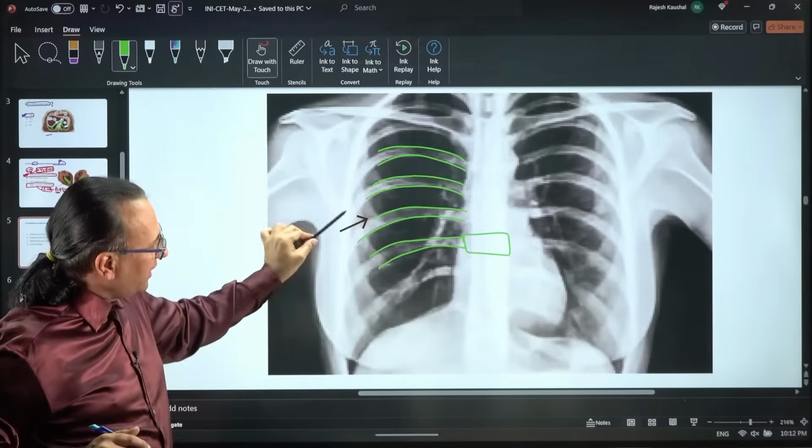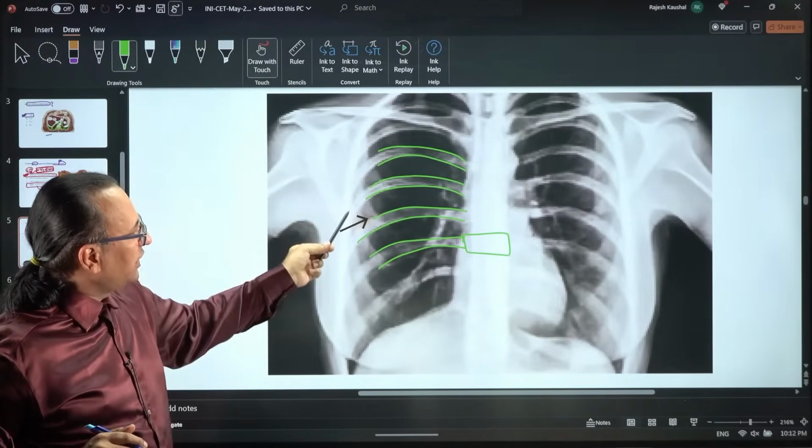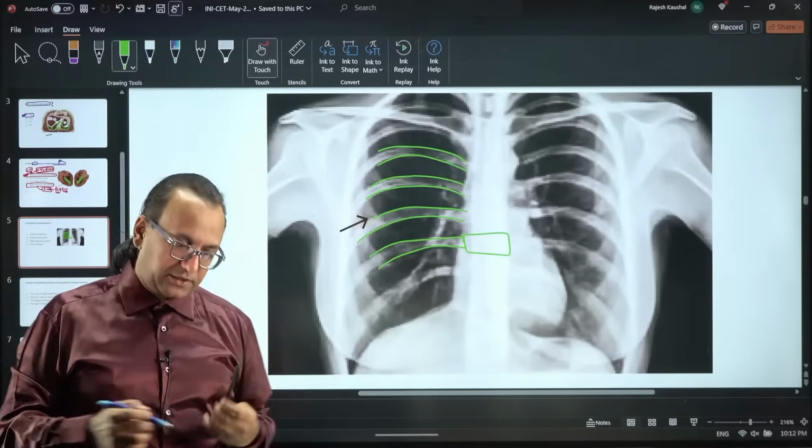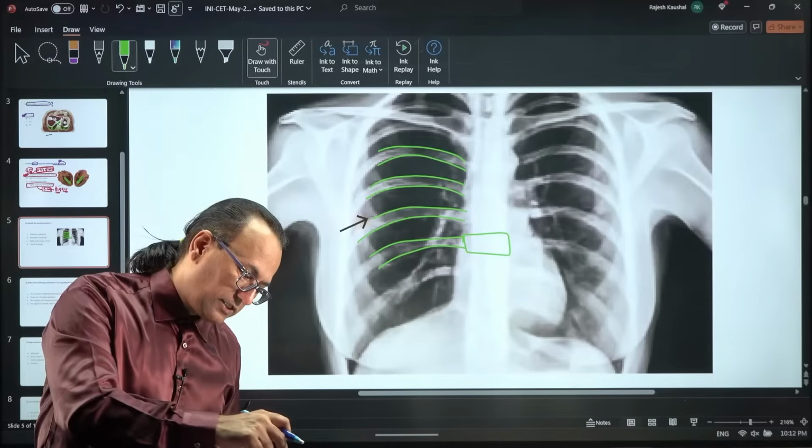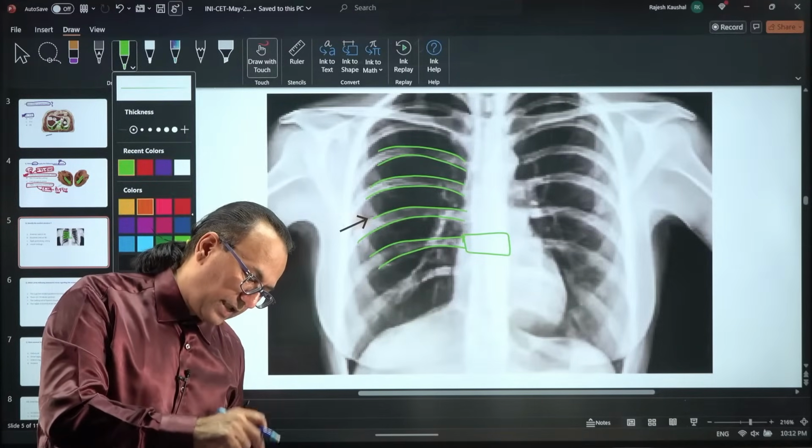Now it depends: this arrow, if it goes here, is posterior, otherwise it will be anterior. So how will you know the anterior? Now I have zoomed it so much that maybe you are unable to see the details, but then I can mark the anterior end also.